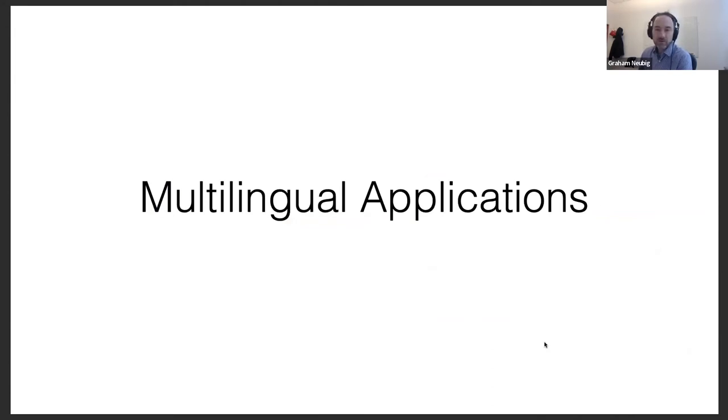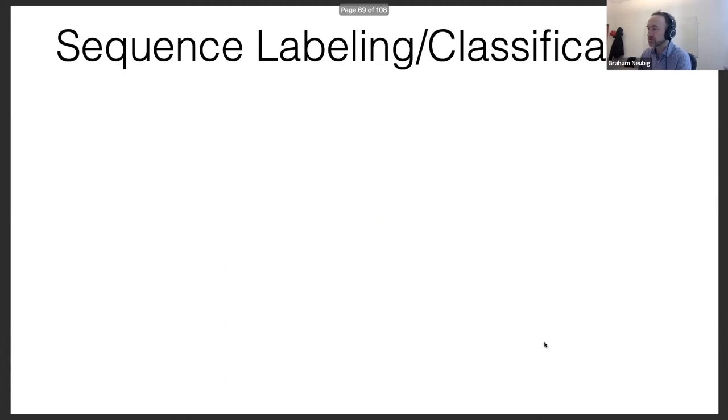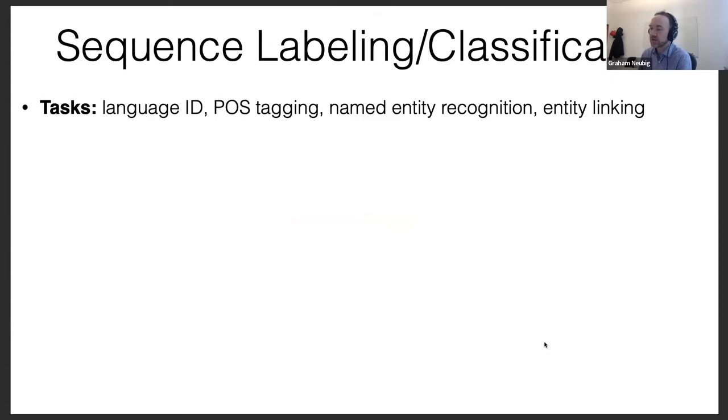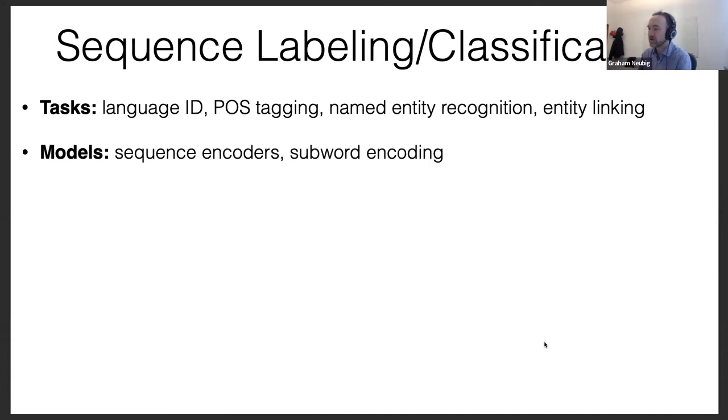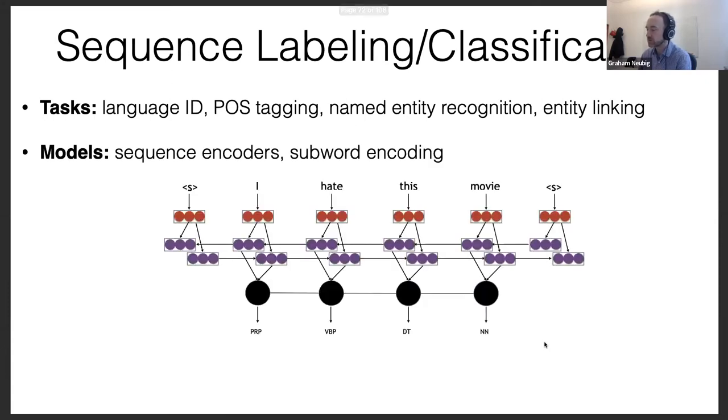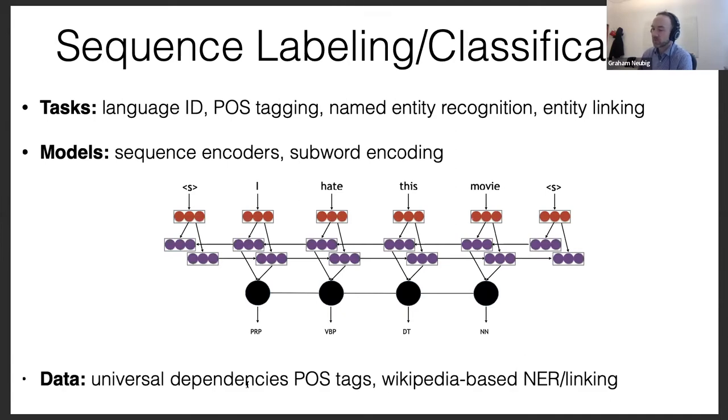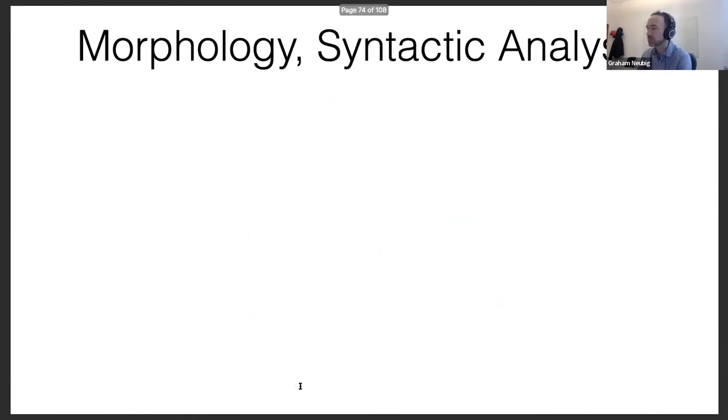Another thing we're going to be talking about in the class is multilingual applications. We're going to be talking about sequence labeling and classification, like language ID, part of speech tagging, named entity recognition, and entity linking, with sequence encoders and subword encodings. We'll talk about data from Universal Dependencies part of speech tags, Wikipedia-based named entity recognition and linking, and other things like this. And how can we get multilingual data for all of these important tasks?